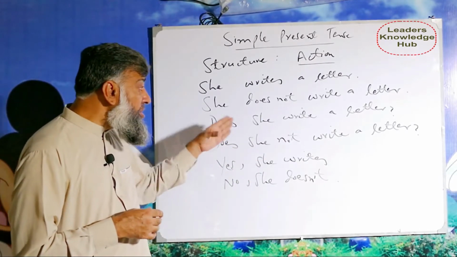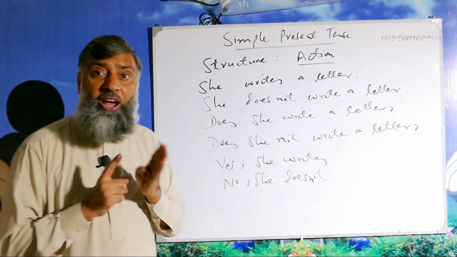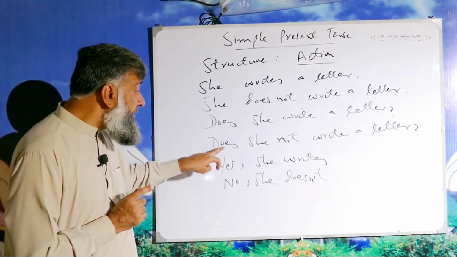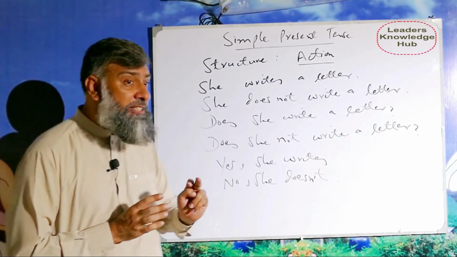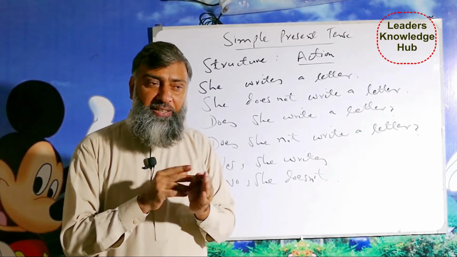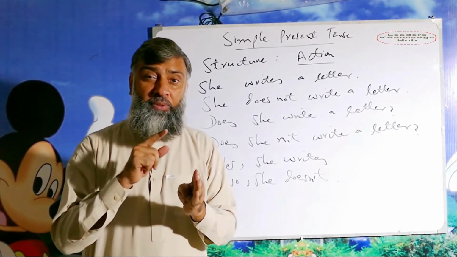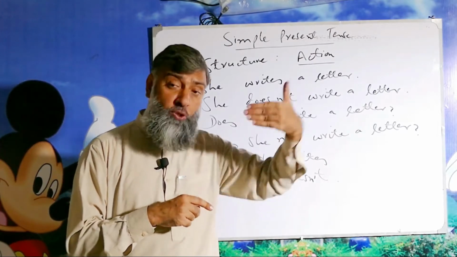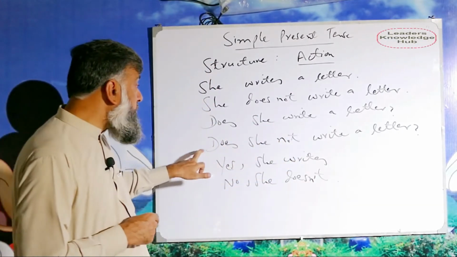Third is, does she write a letter? This is called an interrogative sentence. And then, does she not write a letter? This is called a negative question. Why is it called a negative question? It is called a negative question because it has the qualities of a question, as well as that you are saying that something is not so.